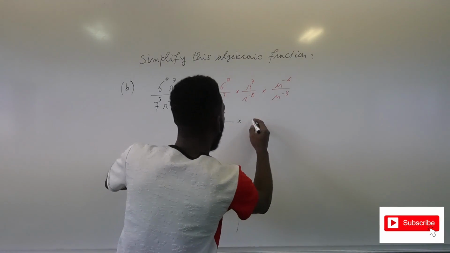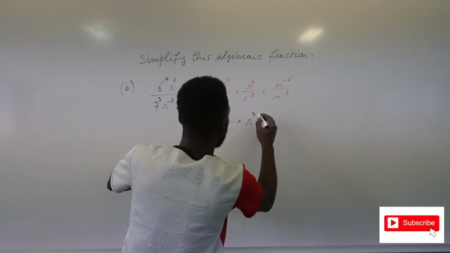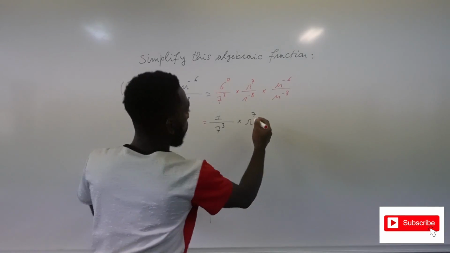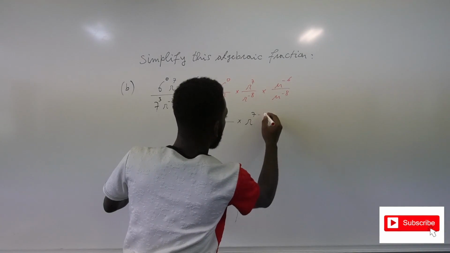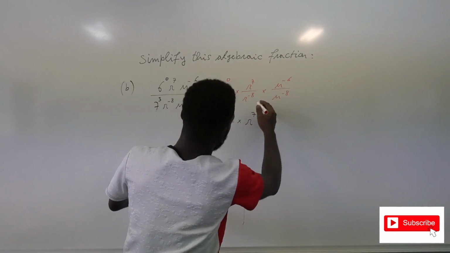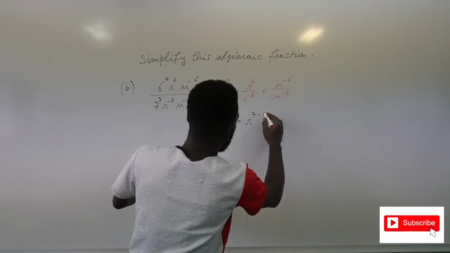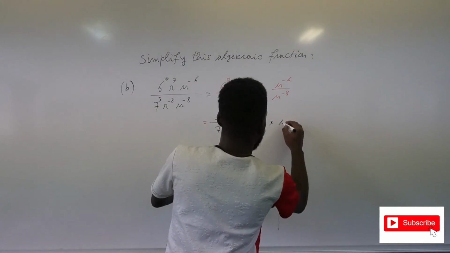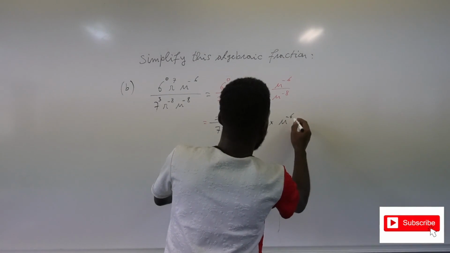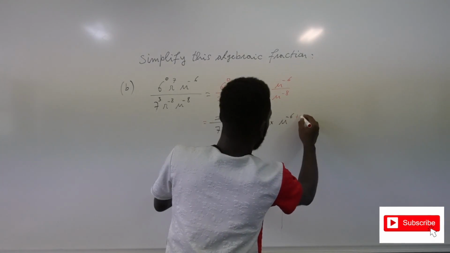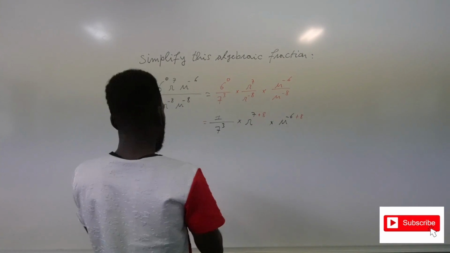Next bit, we have r to the power of 7. Now, the bottom is negative 8. When it goes up, the power becomes positive. So it was minus, and then it becomes positive. And the next one here, we'll have u to the power of negative 6. However, with a negative power, when it goes up, it becomes positive 8.